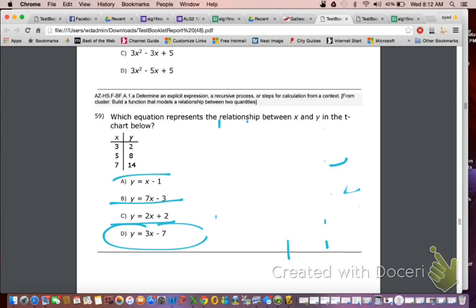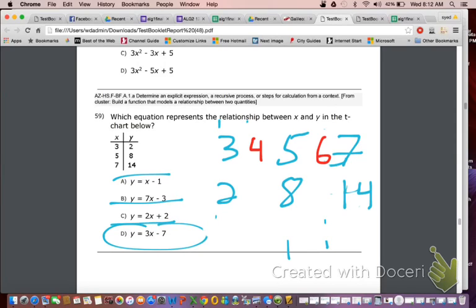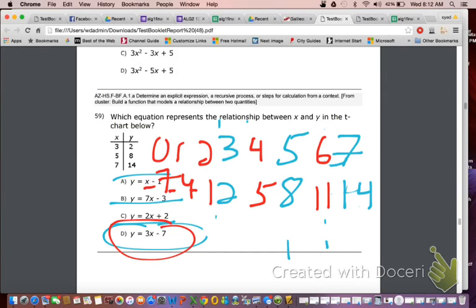Okay, so we have 3, 5, 7, and then we have 2, 8, 14. Okay, here's what I mean. If we fill in these spots, 4 and 6, we would get 5, 11, right? And then 2, 1, 0. This would be negative 1, negative 4, negative. Yeah, there we go. So it has to be this one. Okay.